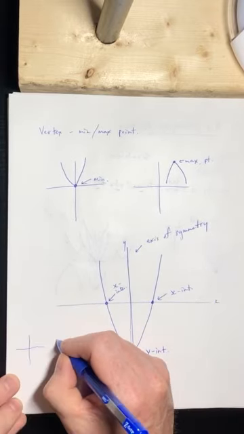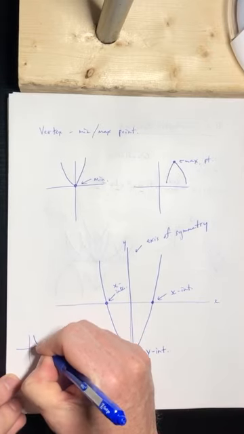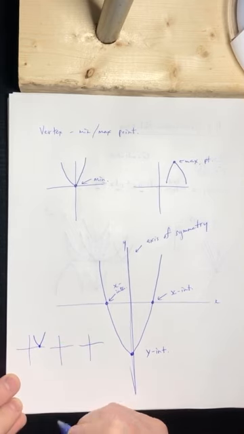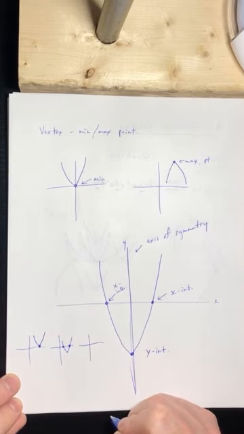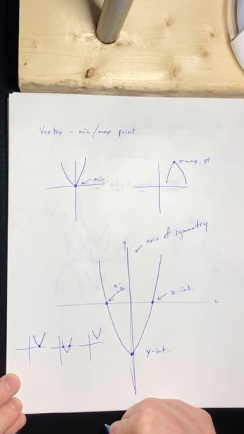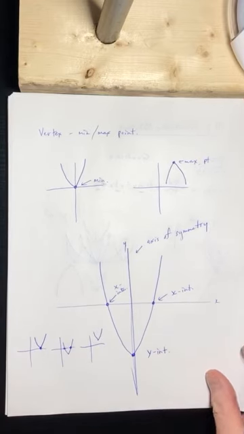So if I was to draw 3 Cartesian planes here, here's an example of a parabola that has 1 x-intercept. Here's an example that has 2. And here's an example that never crosses the x-axis. So it's possible to have multiples there.